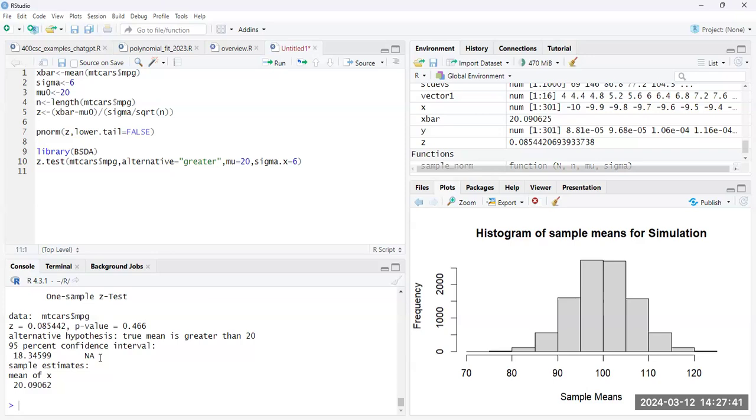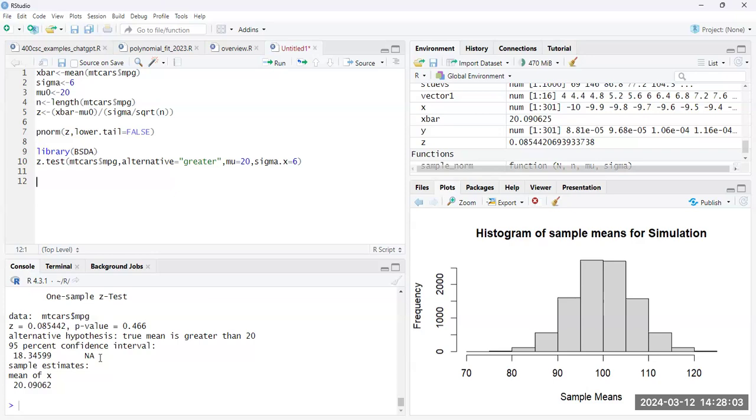Now, if we're doing a test of proportions, we would also use the z-score, or the standard normal test. Not the z-test, but I mean, it is a z-test because it does use the standard normal distribution, but it would not use this function. Instead, we would use prop.test.